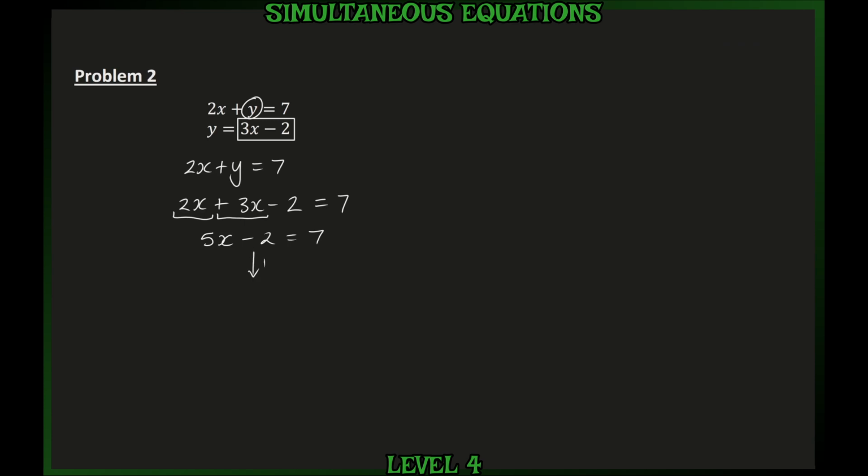And we can do this by adding 2 to the left, and also adding 2 to the right. And on the left, the minus 2 and the plus 2 cancel out to give us 5x, and on the right, 7 plus 2 gives us 9.